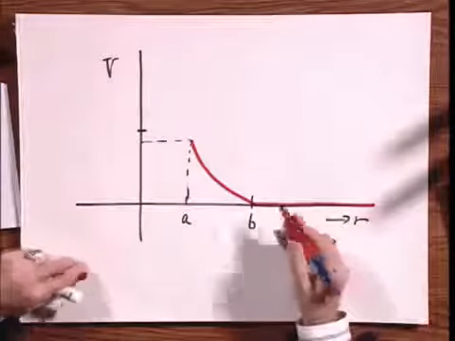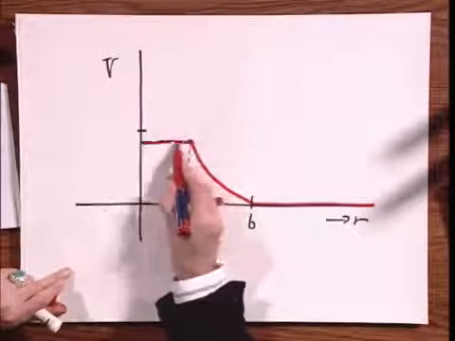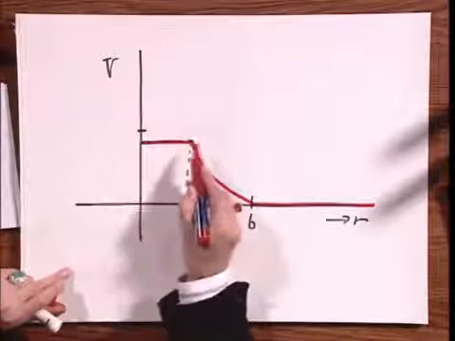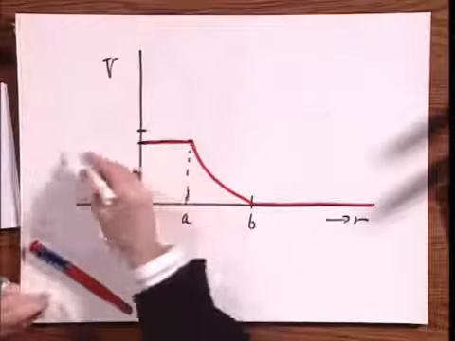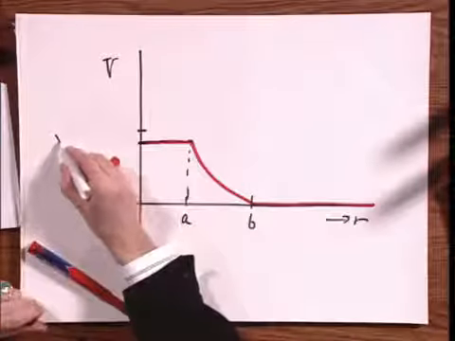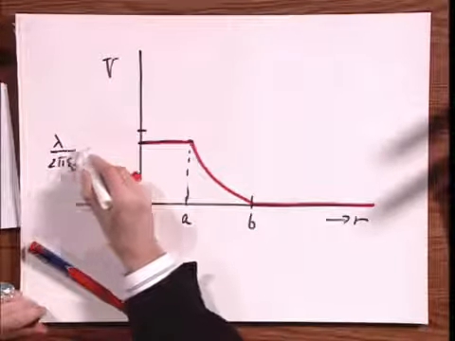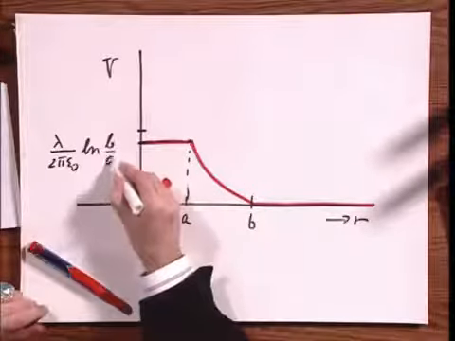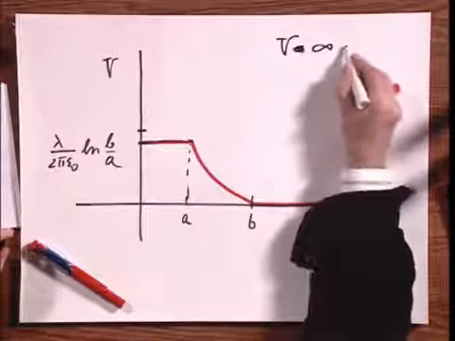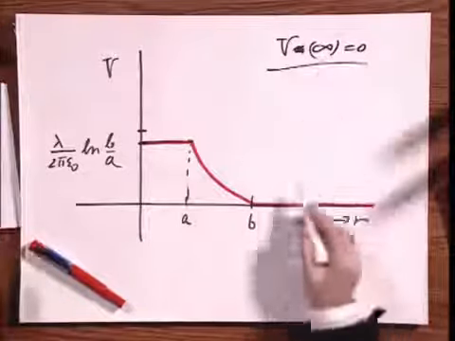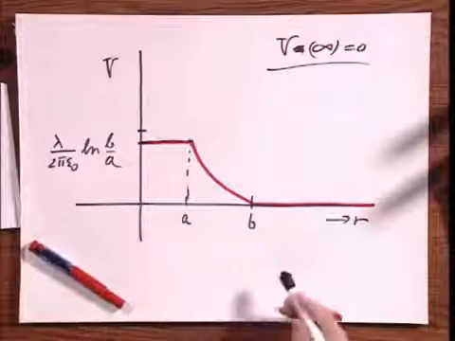And then, since the inner core is metallic, there is no E field in that inner core, and if there is no E field, it's an equipotential, and so it will stay there. And the value everywhere inside that inner core, the potential is lambda divided by 2 pi epsilon 0 times the logarithm of b over a, and all of this is correct because V at infinity equals 0. That's why we talk about the potential rather than potential difference.